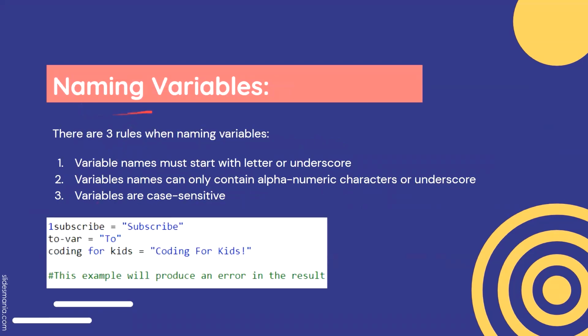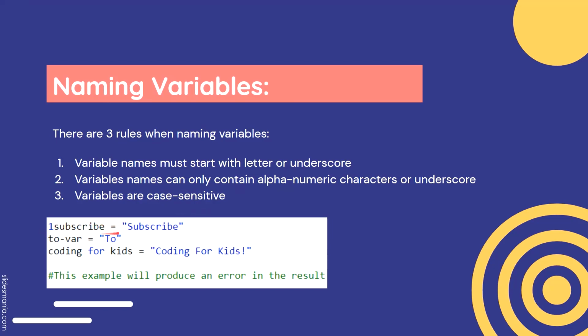Then we're going to be looking at naming variables. You can't name your variable anything you want. There are some rules that come with it. First, variable names must start with a letter or underscore. You can't start it with a number or anything like that. Also, variable names can only contain alphanumeric characters or underscores. Alphanumeric characters are basically all the numbers and all the letters, and then you can only use underscores. You can't use anything else. And variables are case sensitive. So for example, an uppercase X is not the same as a lowercase x. Those are two different variables.